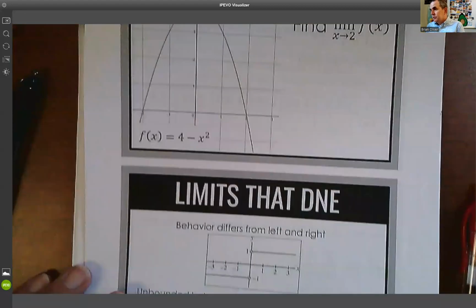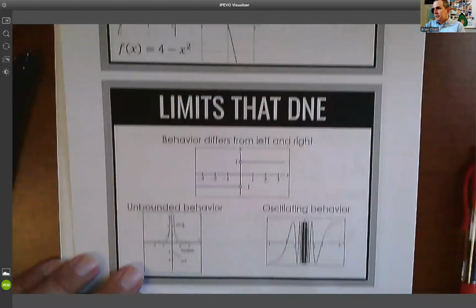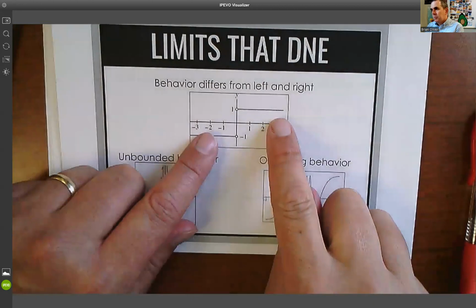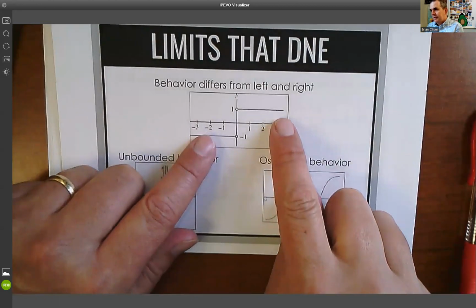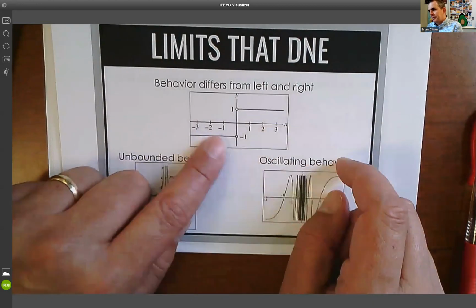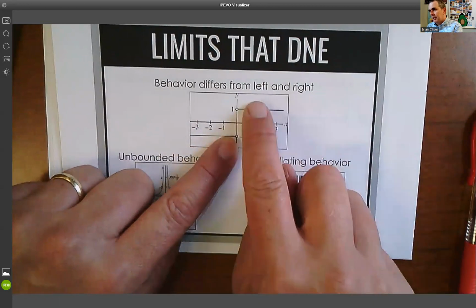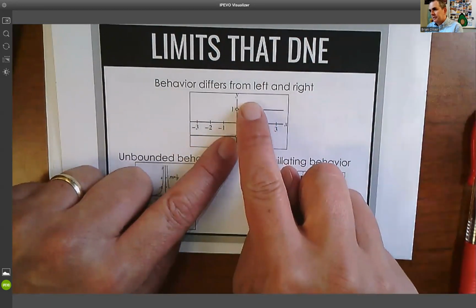And then we talked about some of our limits that don't exist. This is a primary one we all deal with, where it doesn't have the same behavior from the left and the right. From the left side, it comes to -1. From the right side, it comes to 1. So therefore, the limit doesn't exist.